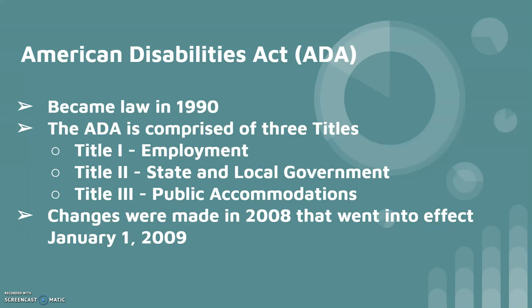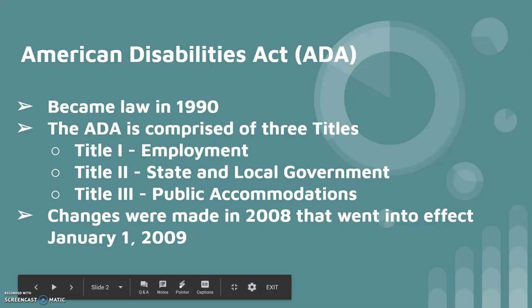To be protected by the ADA, one must have a disability, which is defined by the ADA as a physical or mental impairment that substantially limits one or more major life activities, a person who has a history or record of such an impairment, or a person who is perceived by others as having such an impairment. The ADA does not specifically name all of the impairments that are covered.